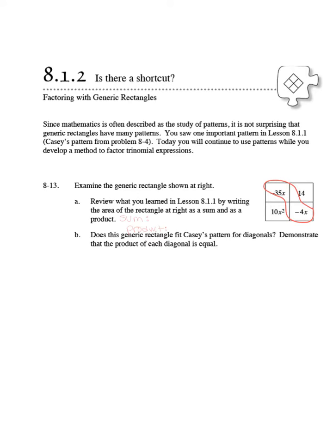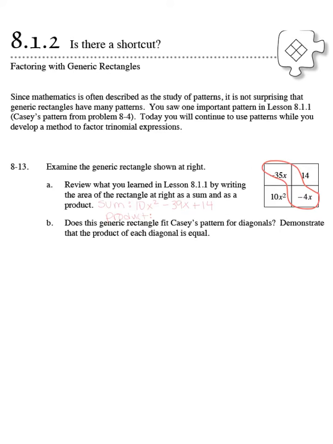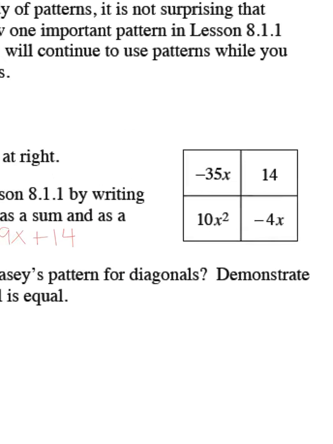which would be negative 39x plus 14. When we're writing it as a product, we have to think about what numbers would have been on the outsides of this rectangle as a length and a width that would multiply in to make those. So I'm going to zoom in.